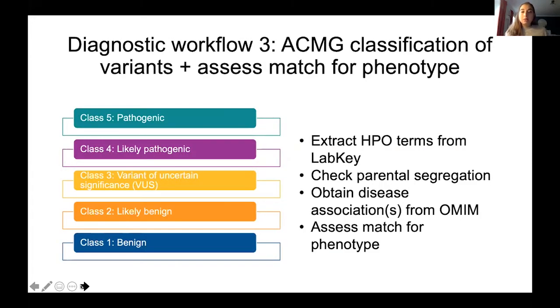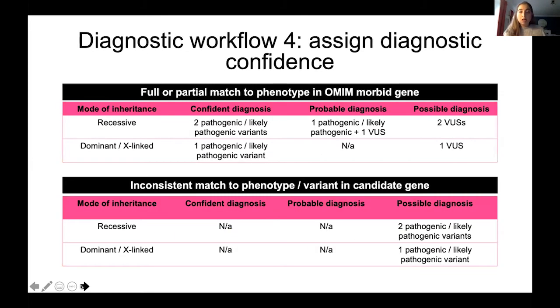We then applied the ACMG criteria to classify variants into the 5 classes of pathogenicity and extracted HPO terms from the user interface LabKey to see if we could assess the match for phenotype. We also checked parental segregation, where we had trios or parents also recruited to the project, and used the medical literature and OMIM to assess for fit for phenotype. And this was how we assigned our diagnostic confidence. This depended on whether we thought there was a good match to phenotype, what the ACMG classes of the variants were, and whether the gene was known to be OMIM morbid or whether it was a candidate.